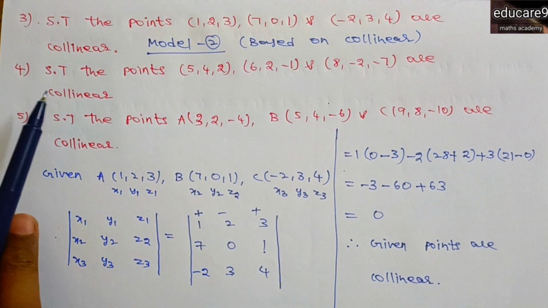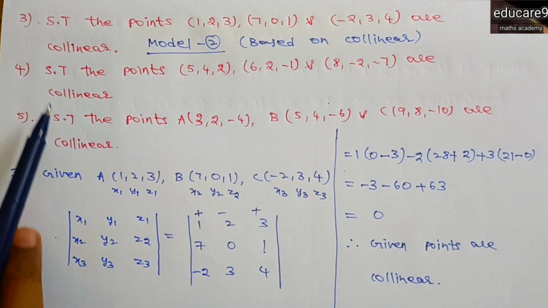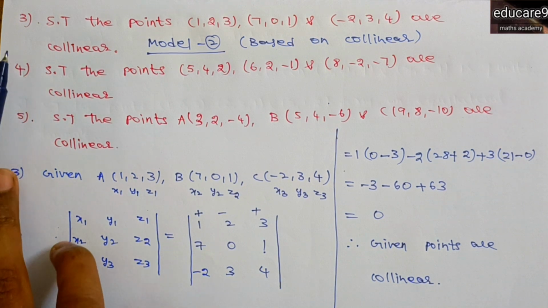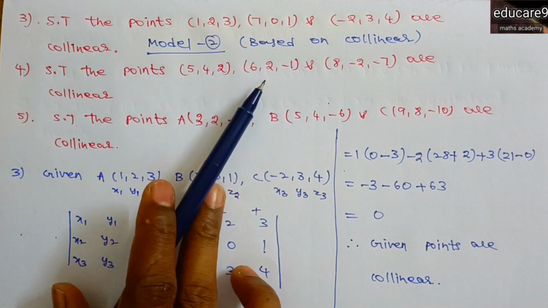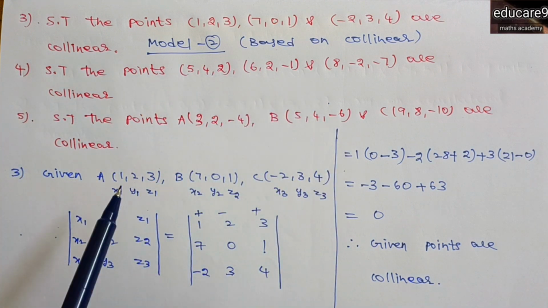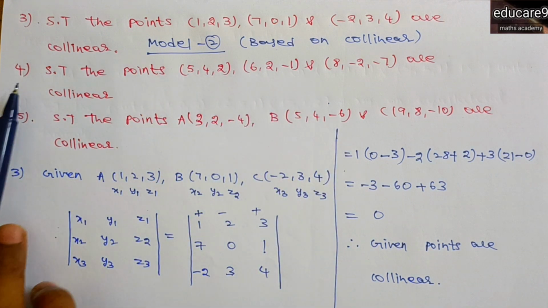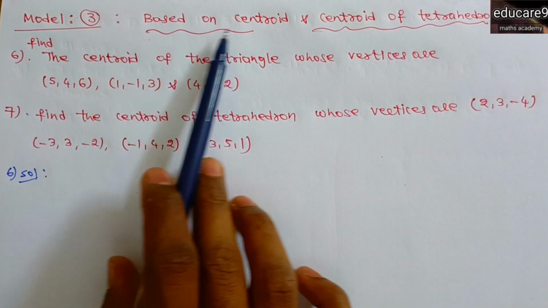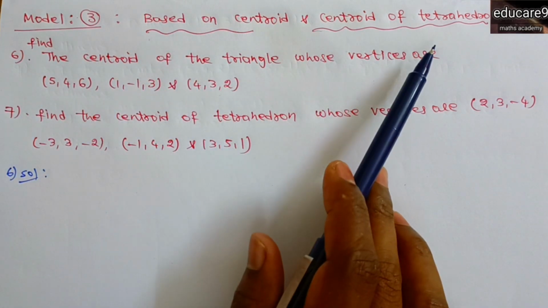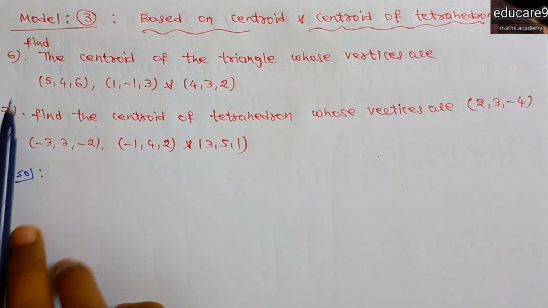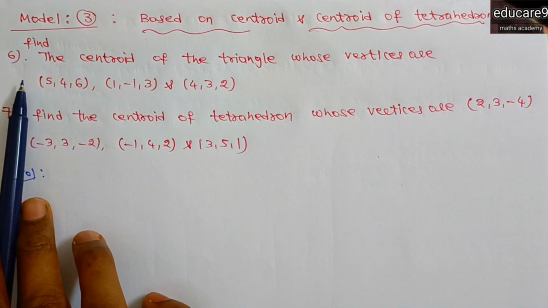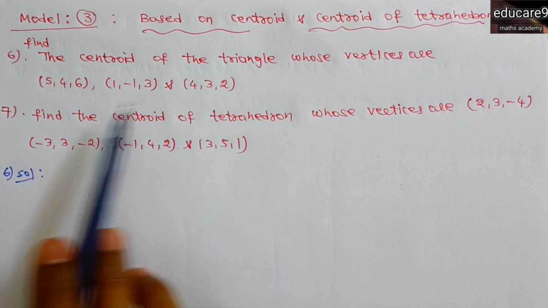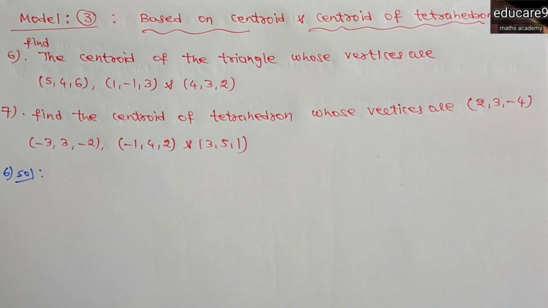So similarly we can do the question number 4 and 5. These are also similar to question number 3, just two values only different. So try the question number 4 and 5. So next model 3, which is based on centroid and centroid of tetrahedron. So next question number 6, find the centroid of the triangle whose vertices are given.